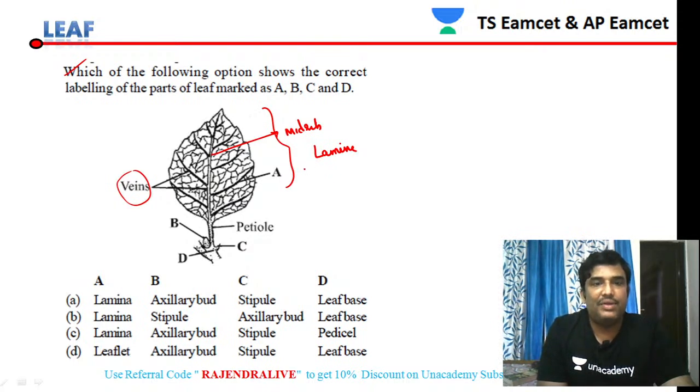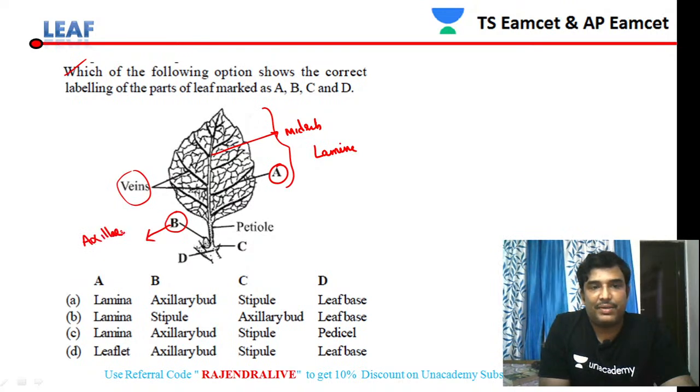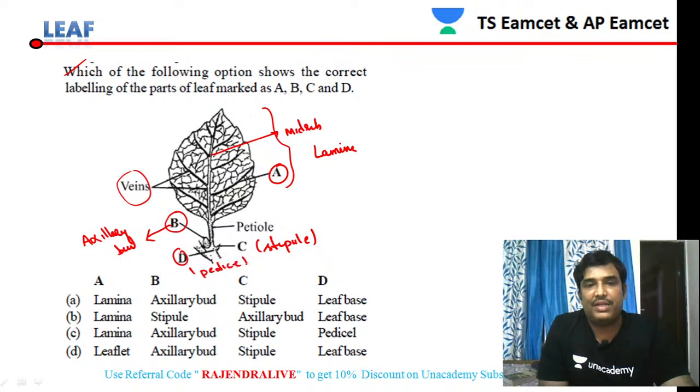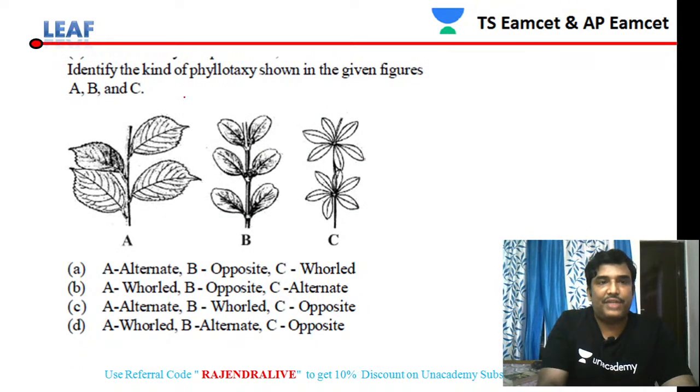So finally A is lamina. B is an axillary bud. C is a stipule. D is pedicel. So based on that, option C will be our answer. A is lamina, B is axillary bud, C is stipule, D is pedicel. That is our answer. Let's move to the next question.